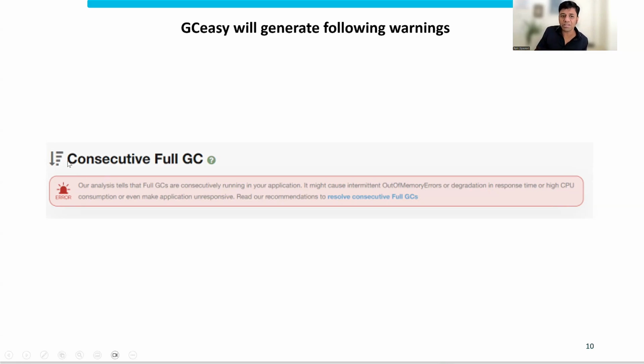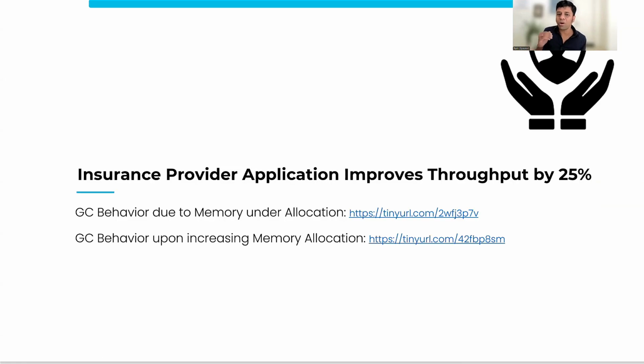And when that happens, the GCeasy tool flags it as an error for you, right? You're going to see this error reported. Now, I want to walk you through a real case study. This is a real case study that happened in a very major insurance provider. Let's look at the real data. This is their actual data.